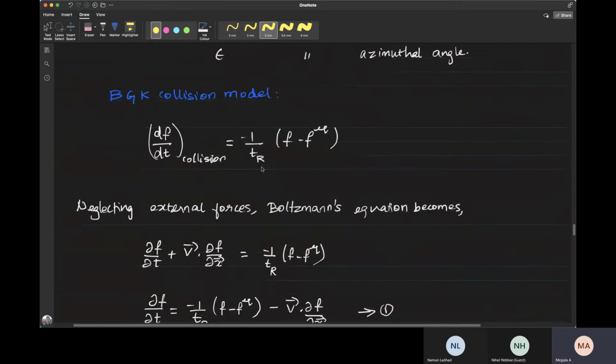Whereas after some time, we got this BGK collision model given by Bhatnagar, Gross, and Krook. Bhatnagar, I think, was a professor at IISc. He was associated with IISc in the Math department. So this model was given by them.